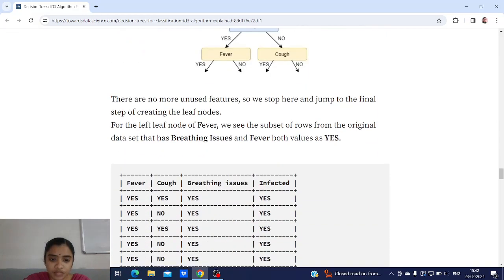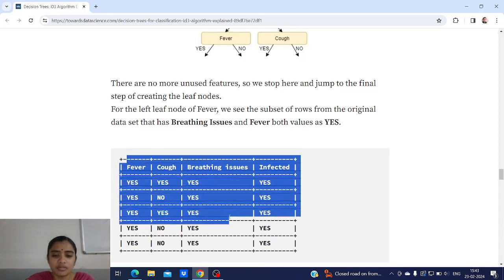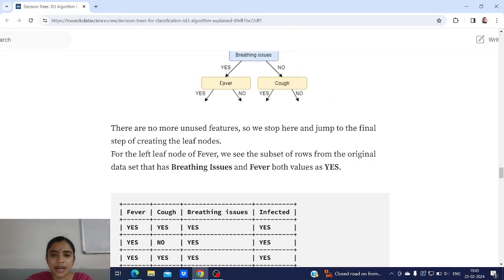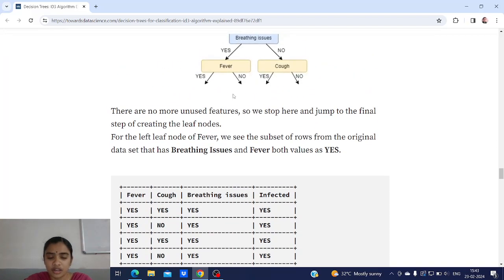Okay, so how do you calculate this? Again you have to take the breathing issues values, cough values and fever values. Again, mainly you have to concentrate on the fever, breathing issues and infected. Similarly, we have to calculate the information gain for the remaining attributes, fever and cough. So which attribute has the highest information gain value? You take that attribute as the left node for the breathing issues.